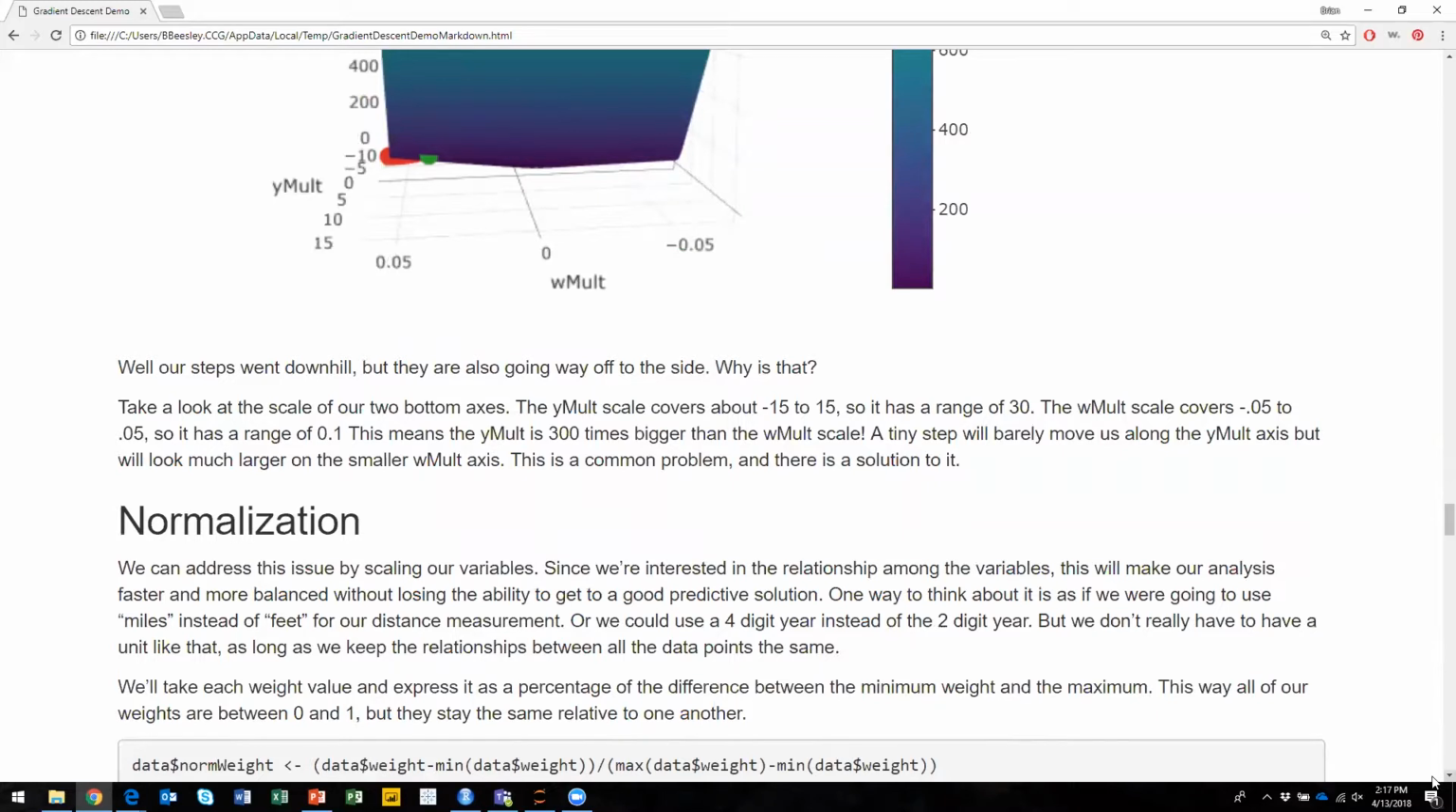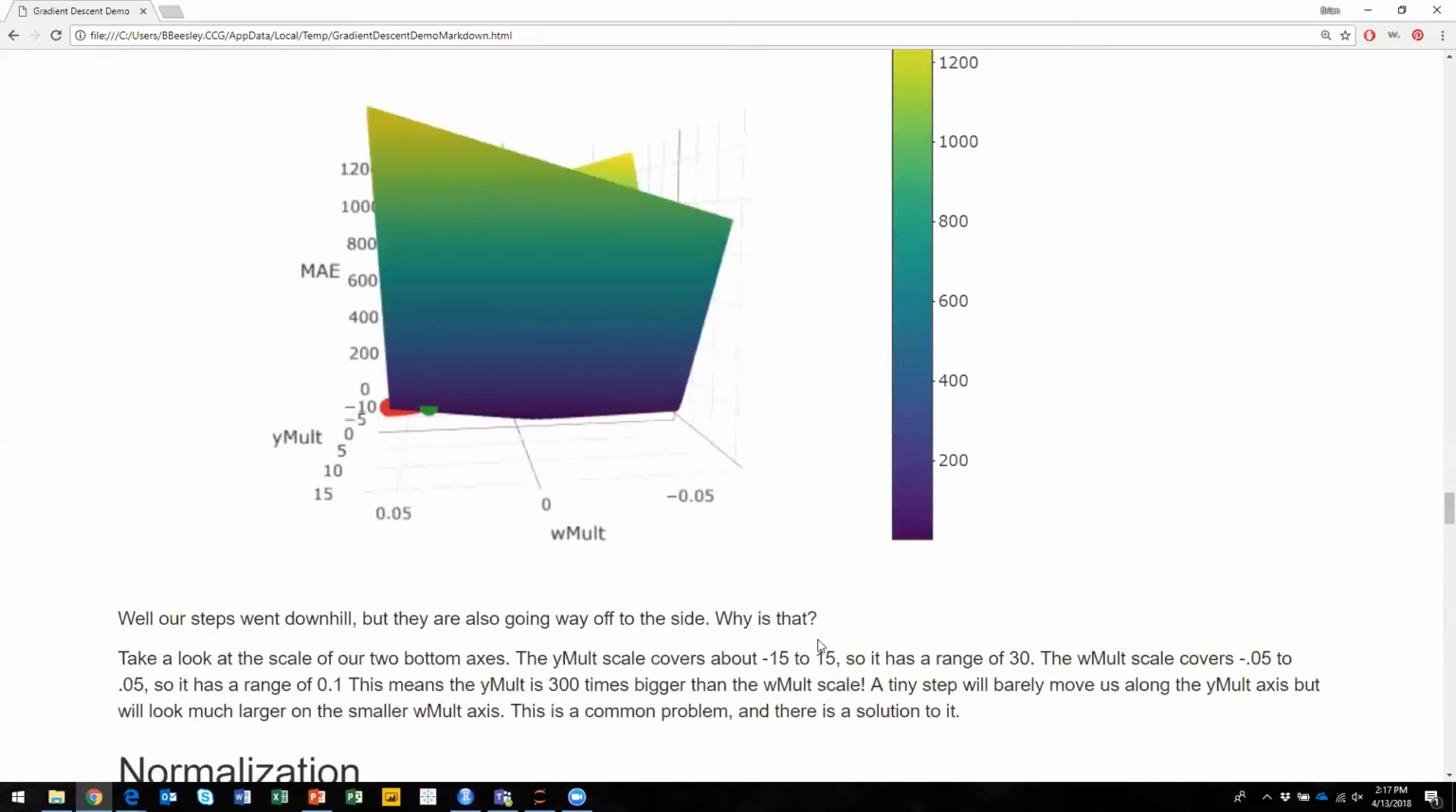We call it normalization. And really what we're doing here is we're playing with the variables, right? So instead of using the 2-digit year, we could use the 4-digit year, and that might get our variables closer to being on the same scale. Or instead of using the weight in pounds, we could use the weight in tons. That might get it onto the same scale.